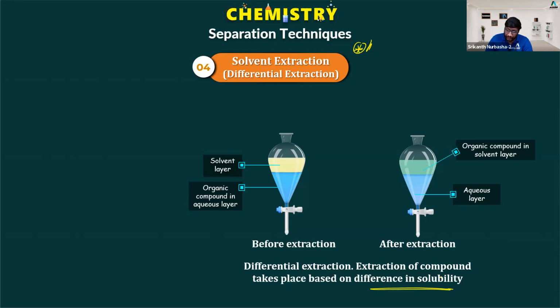First point. We have two layers here. Solvent layer, and water. You are adding an organic compound. The organic compound is initially present in the aqueous layer. When you add the solvent layer, the organic compound goes to the solvent layer. What do you understand by this? By this, can I say the organic compound is more soluble in the solvent layer when compared to the aqueous layer? Can I say like that or not?